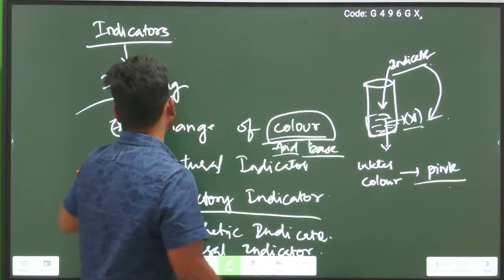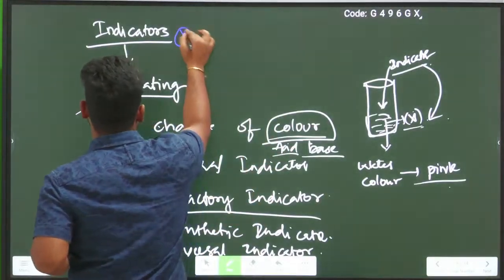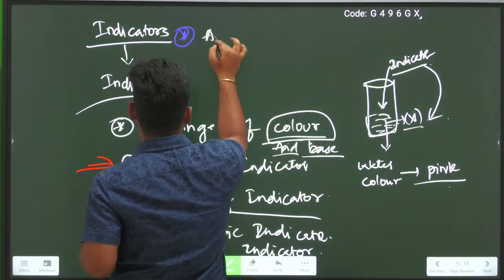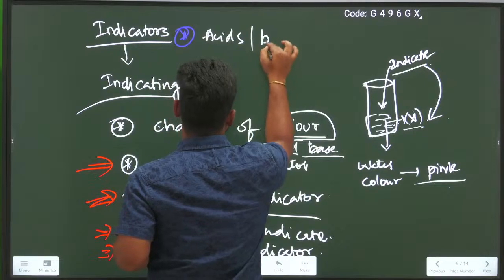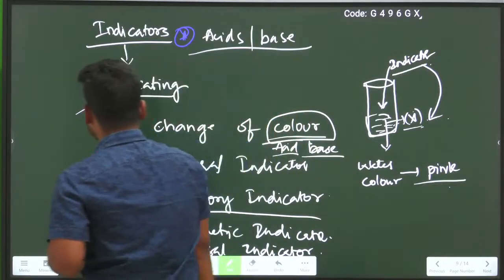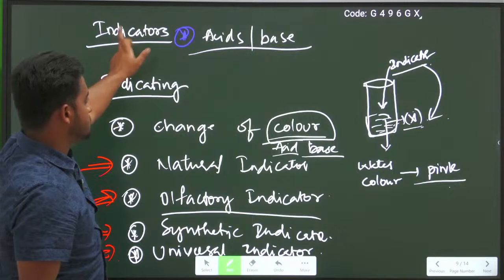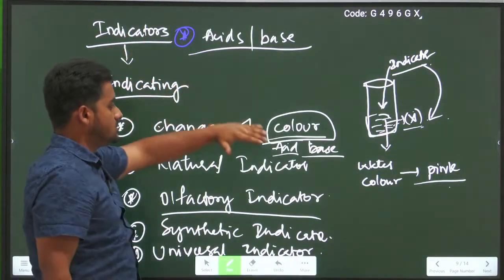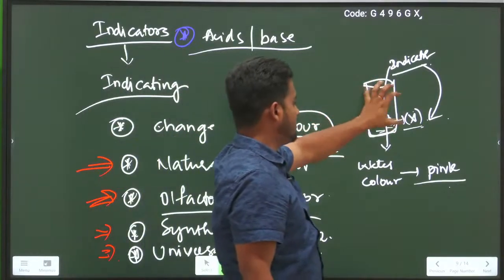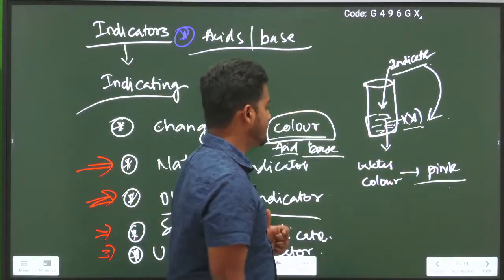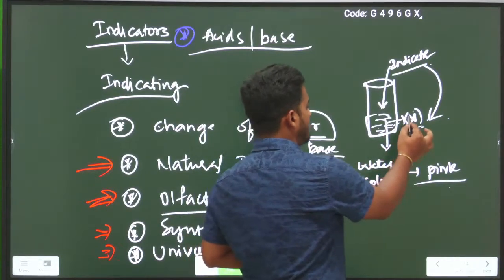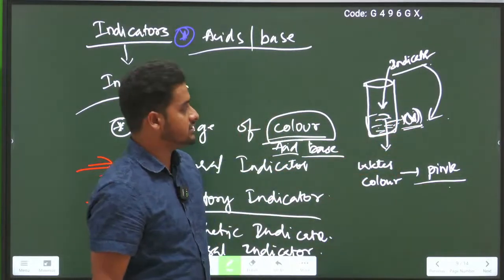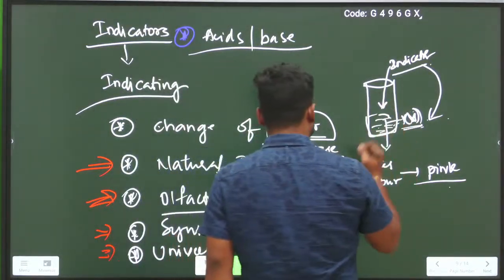What does this say? This indicates whether it is an acid or a base. How does it indicate? They have their own mechanism, yes or no? If you take a beaker and fill it with an X compound, then you add an indicator.